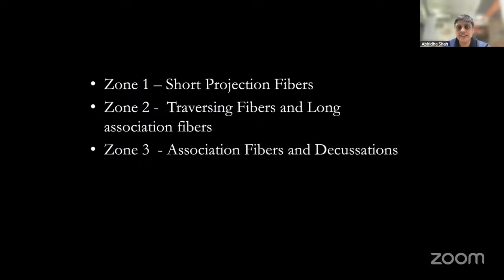So to understand surgical corridors to the brainstem, or safe entry zones to the brainstem, it is very vital to understand this anatomy and then plan your approach through the brainstem. In the paper that I just showed you, we've divided the brainstem into 3 zones. Zone 1 comprises short projection fibers, zone 2 comprises traversing fibers and long association fibers, and zone 3 comprises association fibers and decussations.